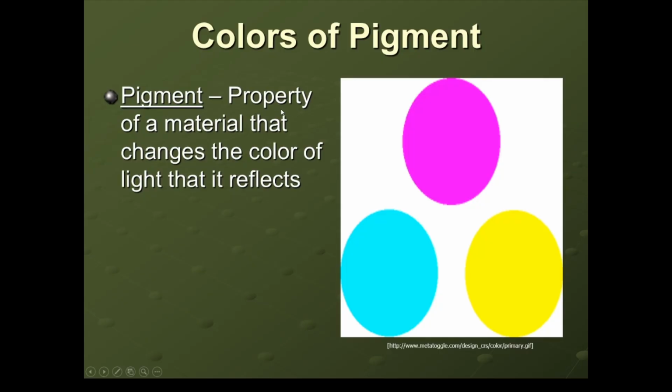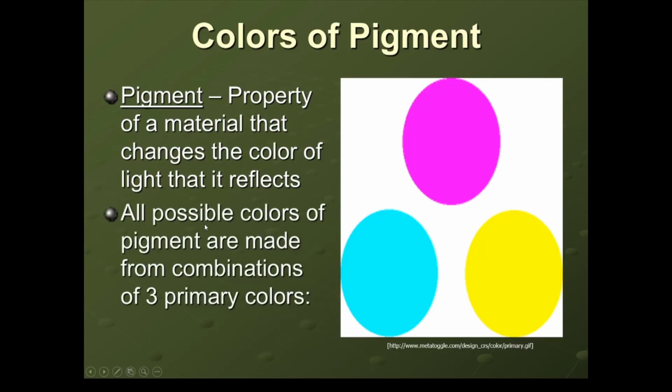So pigment is a property of a material that changes the color of light that it reflects, right? So all possible colors are made of pigment made from the combinations of three primary colors. There's magenta, cyan, and yellow. These are the primary colors of paint. I'm sure you learned in art class that red, blue, and yellow were the primary colors of paint. But actually, if you want to make every single color of paint, you would get magenta, cyan, and yellow.